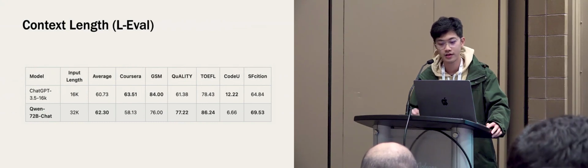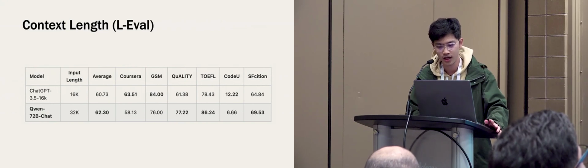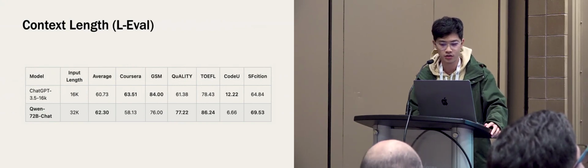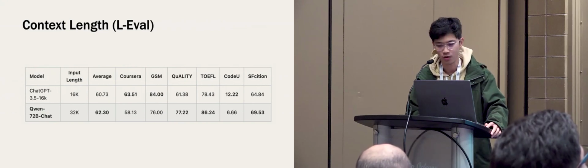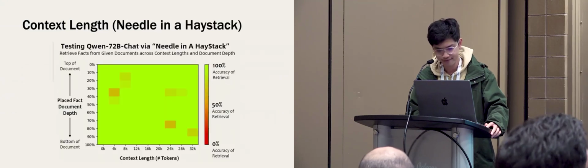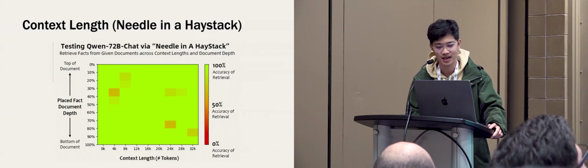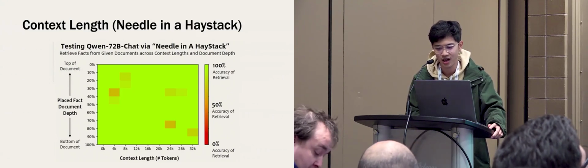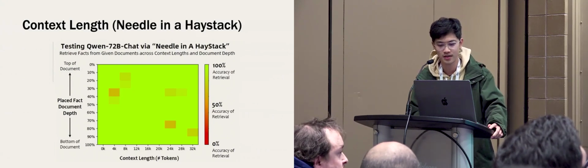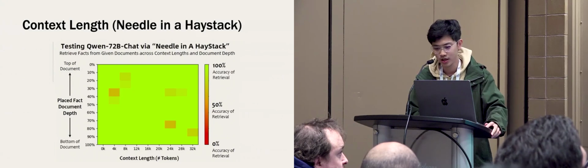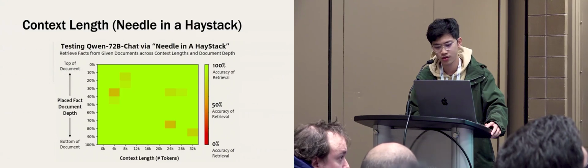Our 72 billion model with 32,000 input length can be on par with GPT on the L-Eval benchmark, which contains a bunch of tasks requiring long context understanding, and even significantly outperforms on some subtasks, like TOEFL. We also test Qwen on the recently popular needle in a haystack task, which requires Qwen to retrieve facts from given documents across different lengths and document depths. Qwen can successfully retrieve the target in most of the documents within 32,000 tokens.